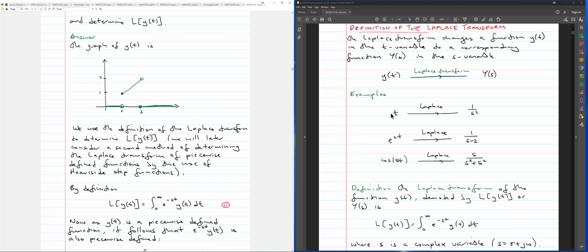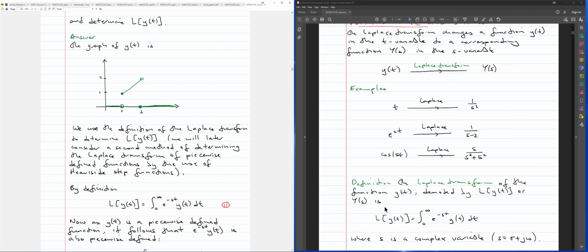For example, for y of t equals t, the Laplace transform of it turns out to be 1 on s squared. Now this isn't really the standard notation here. This is the more standard notation that we will use for the Laplace of a function of t. But this is really just to give you an indication that you're starting from something in the time variable t, and when you take the Laplace transform, you end up with something in the s variable. So the Laplace transform of t is 1 on s squared.